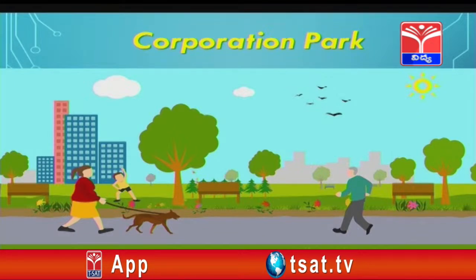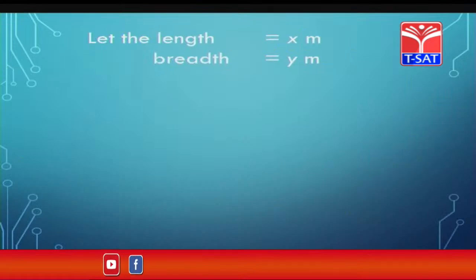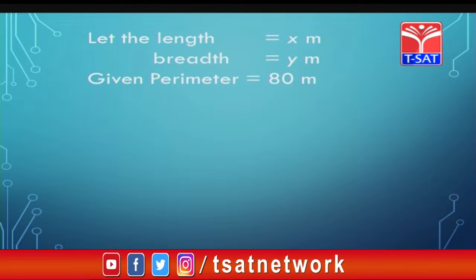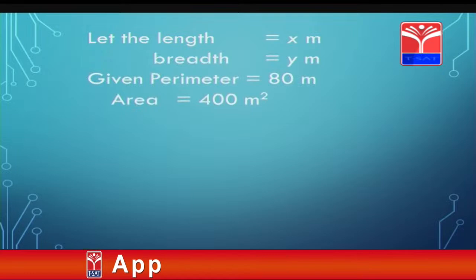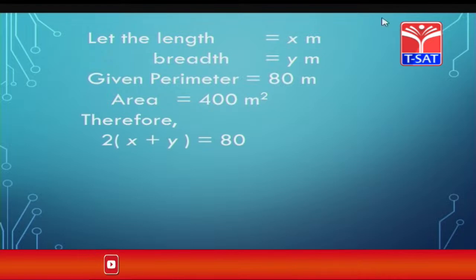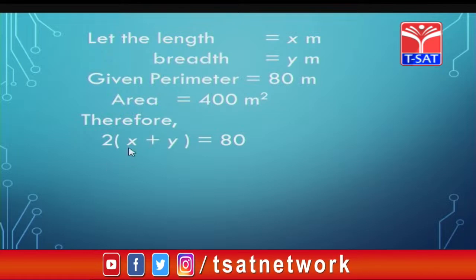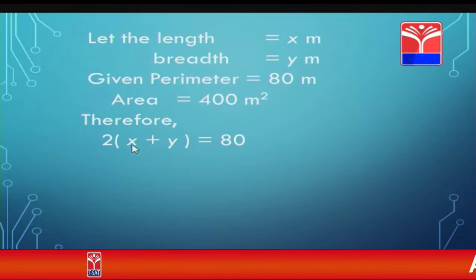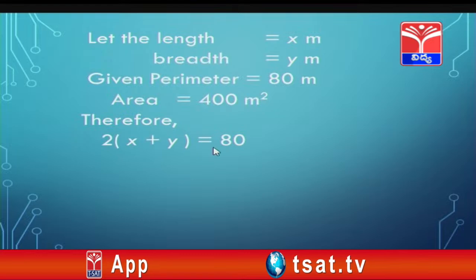So, I consider the length as x meters and breadth as y meters. What is the perimeter given to us? It is given as 80 meters and the area of the park should be 400 meters square. Therefore, the perimeter is 80 meters, and we know the formula for perimeter is 2 times x plus y, 2 times length plus breadth, where length is x and breadth is y. So, 2 times x plus y is equal to 80.